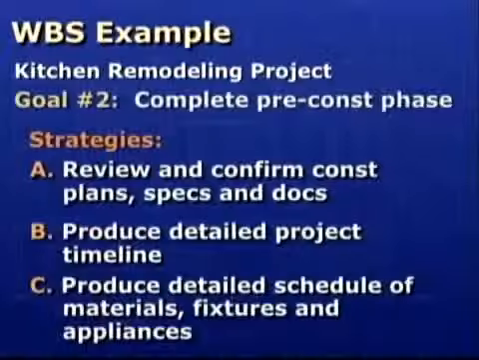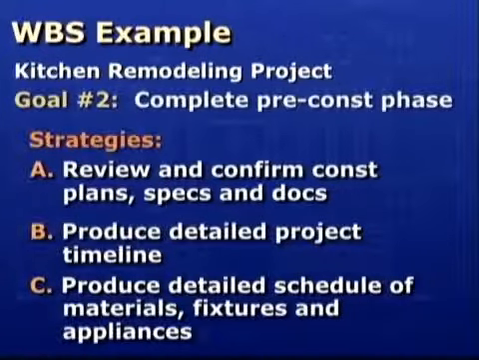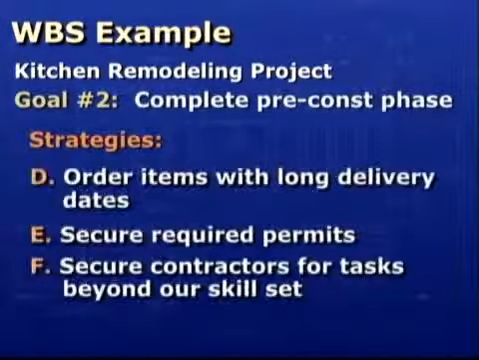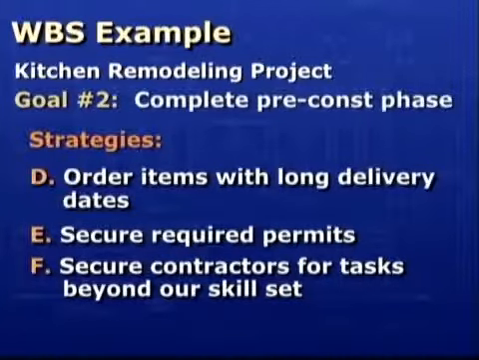Let's now focus on Goal 2 and look at the strategies that I created to meet its objectives. There are 6 strategies outlined here. They include confirming the construction plans and specs are accurate and complete, producing a timeline, producing a detailed list of materials, fixtures, and new appliances, ordering items for arrival as needed, acquiring permits, and securing contractors to perform the tasks that are beyond my skill level for the project, or, if the truth be told, things that I don't want to do.